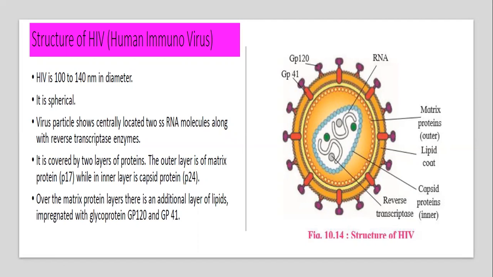Then over the matrix, that is over the outer layer, there is a lipid. So what are these lipids? It's a lipid coat which is present above the protein coat. It is impregnated with glycoproteins. Impregnated means it shows presence of glycoproteins on it. And these glycoproteins are GP120 and GP41. These are the two glycoproteins present on the lipids. So the structure of the AIDS virus is again a very, very important question here. Yes, the structure as well as the explanation of the structure.